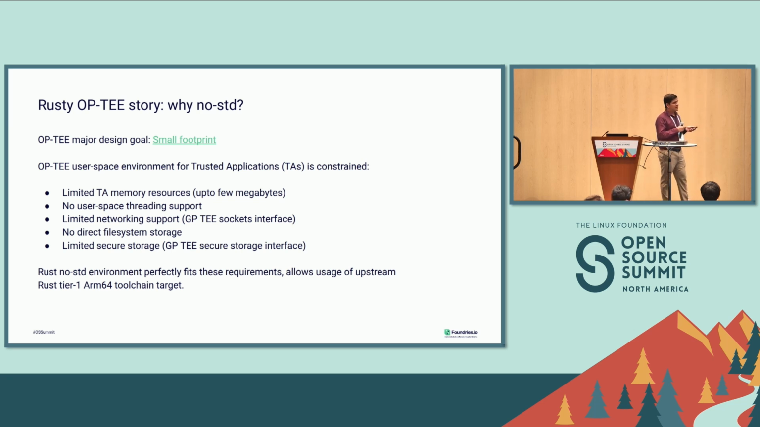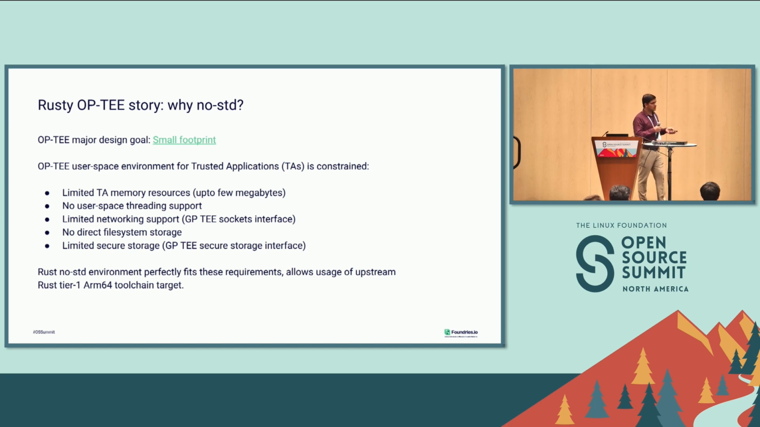And we don't have user space threading support, and we have limited networking. We have the GlobalPlatform sockets API, but those all go back to Linux and hook up on top of Linux sockets to provide the services. So we don't have networking drivers within OP-TEE, but rather we use services from the Linux world to provide networking support for trusted applications. Similarly, we don't have file system support, but we do have secure storage support that is based on RPMB or remote file system services from the Linux side.